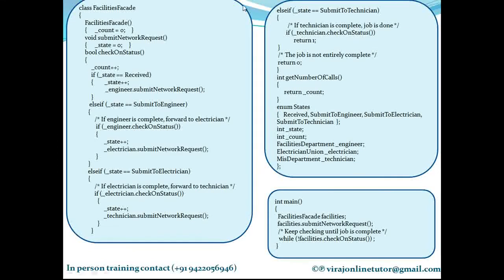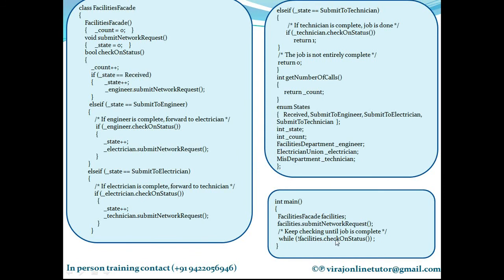So the facilities facade will have the enum of different states it goes through. That is, first the request gets received, then it is submitted to engineer, then to electrician, then to technician, and once technician completes the job, hip hip hooray, my job is done. So when someone calls submit network request, state is assigned to 0, meaning I am in received state. If someone calls check on status, then if the state is received, I am incrementing the state of facade. That means I am going from received to submit to engineer, and I am actually submitting to engineer.